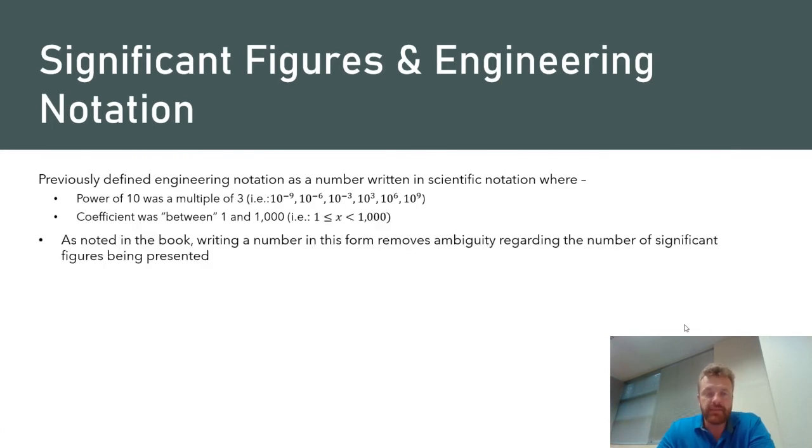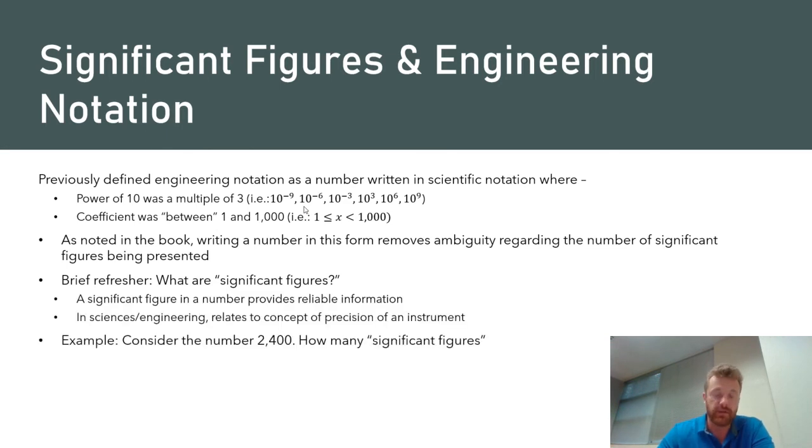Speaking of significant figures and engineering notation, writing a number in engineering notation is just writing a number in scientific notation where the exponential term, the power of 10, is a multiple of 3. That allows the coefficient, as we discussed, to always be between 1 and 1,000, inclusive of 1 but not inclusive of 1,000. The real reason that writing a number in scientific notation or engineering notation, which is just a special subset of that, is advantageous is that it allows you to clear up ambiguity about how many significant figures are associated with a number.